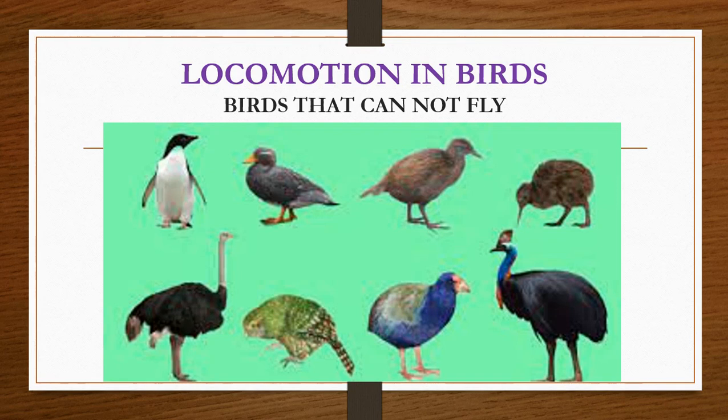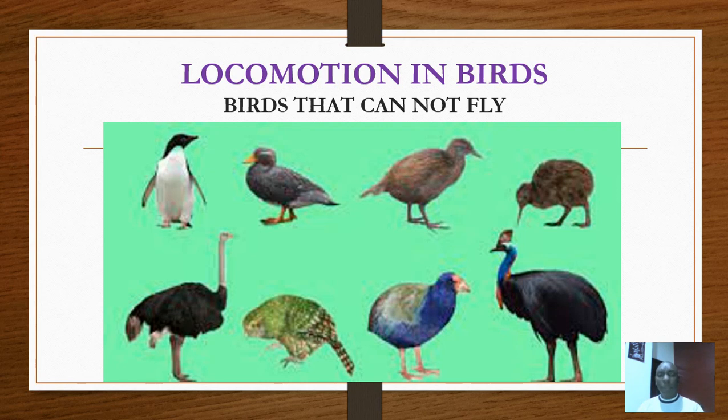We now move on and look at locomotion in birds. In other words, how do birds move from one place to another? In the visual that we are seeing, there are birds that cannot fly. If birds cannot fly, that means they can move by walking using their legs.